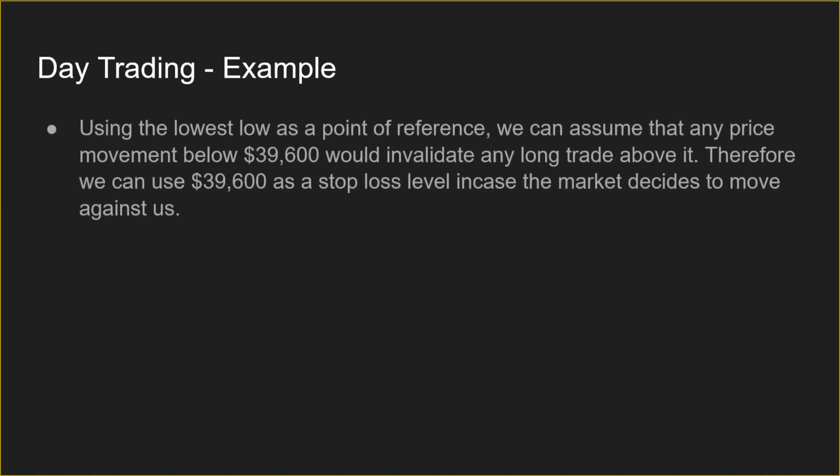Now, using that lowest low as a point of reference, we can assume that any price movement below $39,600 would invalidate any long trade above it. Therefore, we can use 39,600 as a stop loss level. Just in case the market decides to move against us, this is where we want to start considering it, that pivot low, that swing low.